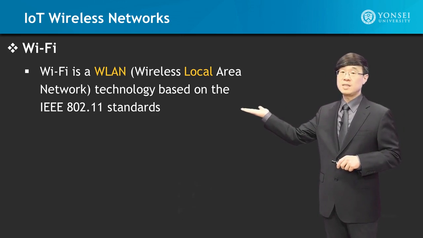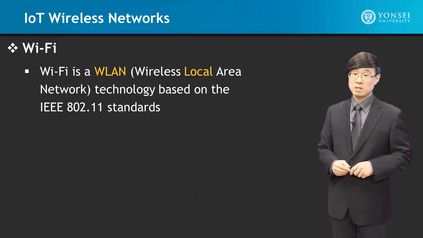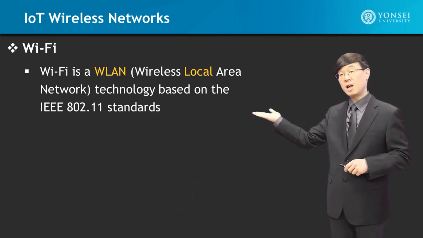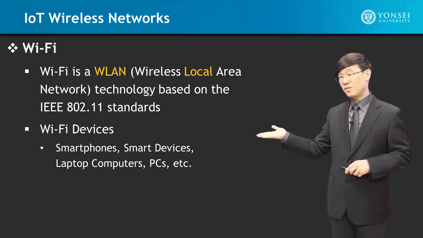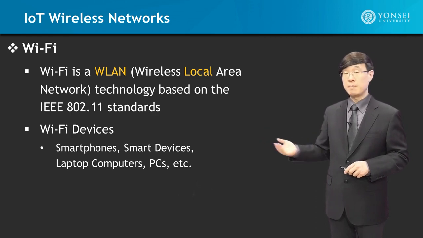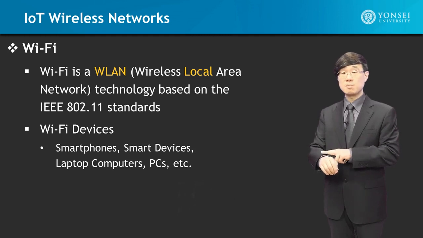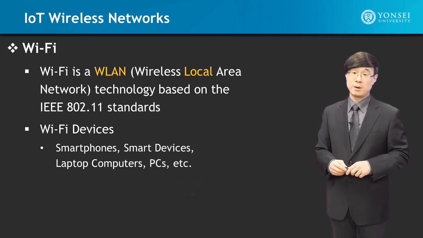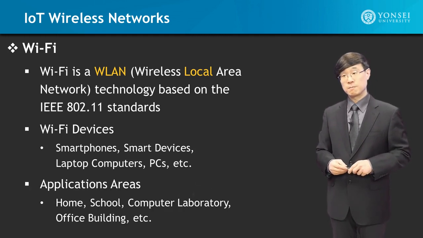In 802.11, the 802 stands for Local Area Networking Technologies, and the 11 stands for the Wireless LAN specifics, in which we have Wi-Fi technology defined. Wi-Fi devices are your smartphones, smart devices, laptop computers, PCs, and many more. Some smartwatches may have just Bluetooth, but some smartwatches will have Bluetooth and Wi-Fi together. It's based upon what type of design and their purpose.